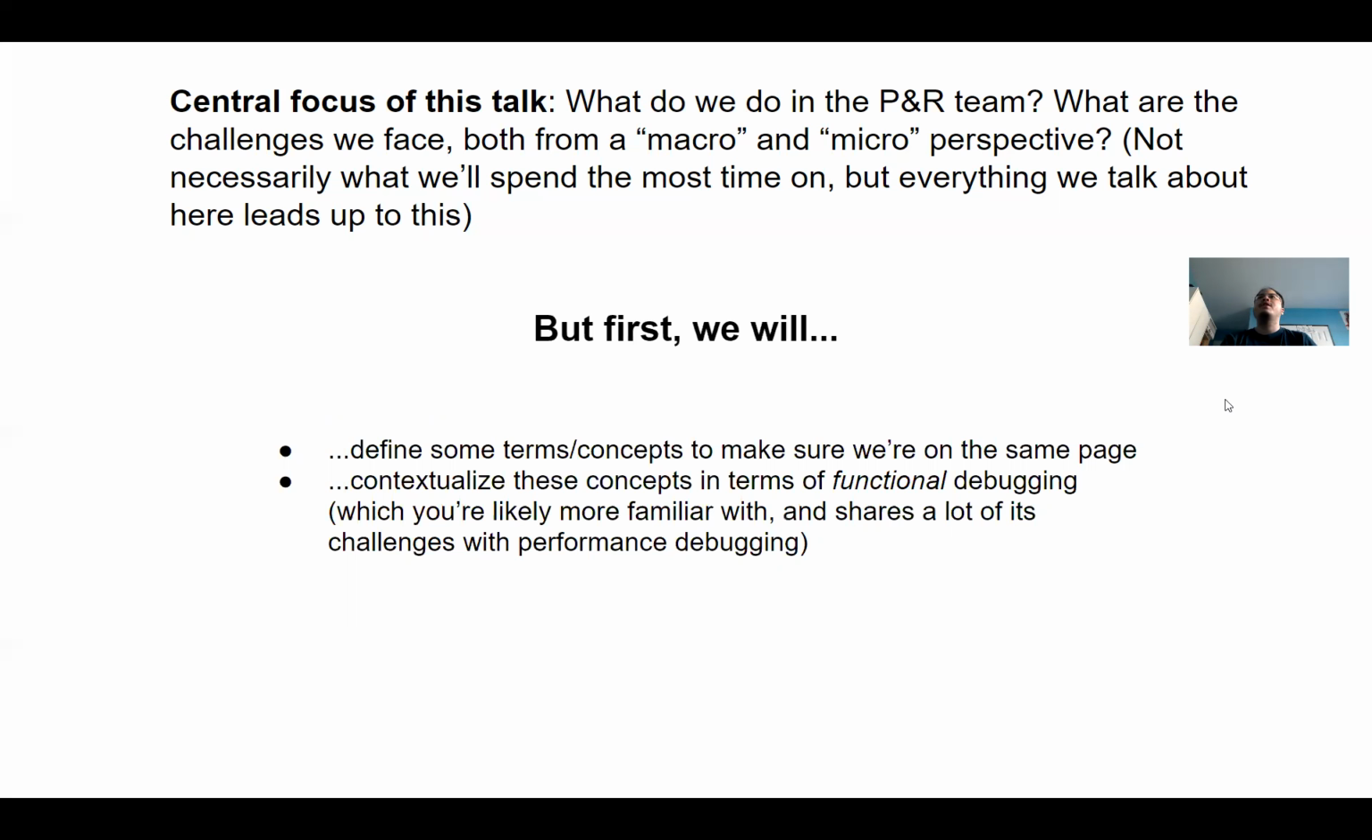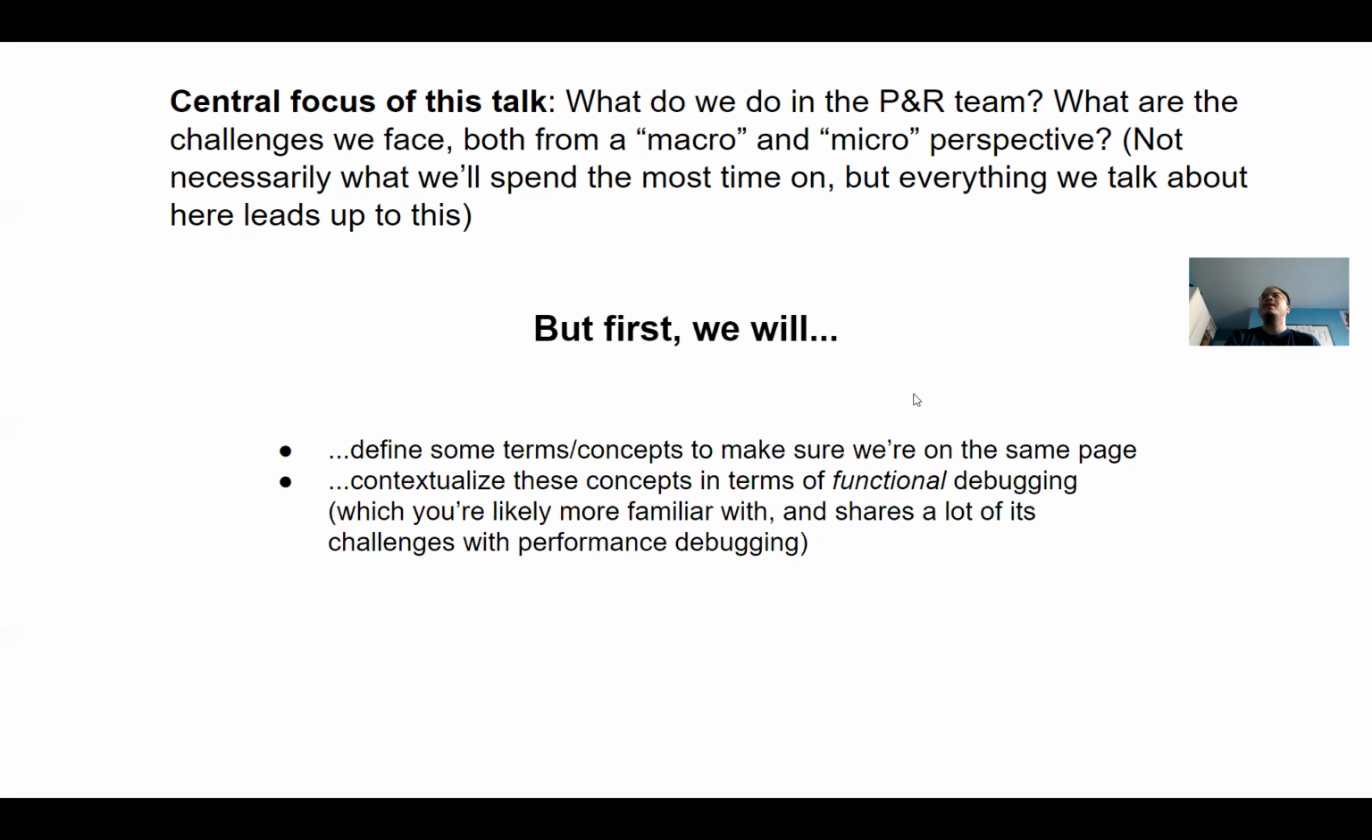For this lecture, we're going to start off with a couple of things. We're going to start by defining certain terms and concepts, just to make sure that we're all on the same page. Once we've made those definitions, we're going to cast them in the context of functional debugging. The reason we're doing that, despite the fact that we're a performance team, is because, first of all, you're probably more familiar with functional debugging. It's what basically every software engineer, programmer, and developer does. But also, it shares a lot in common with the challenges that we face with performance debugging. So there's a little bit of an overlap there.